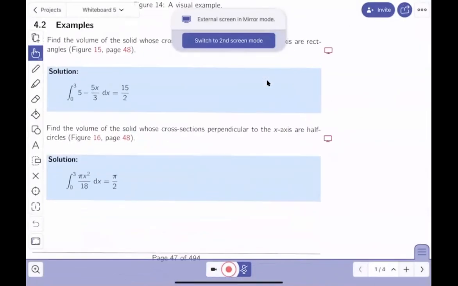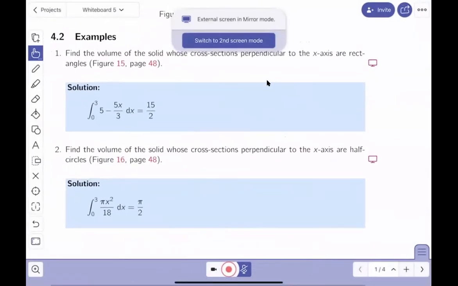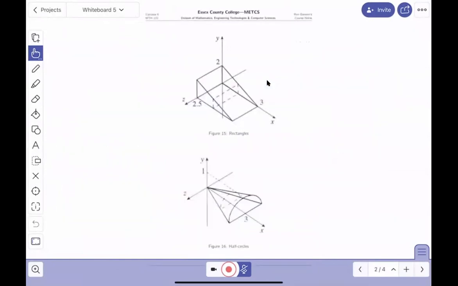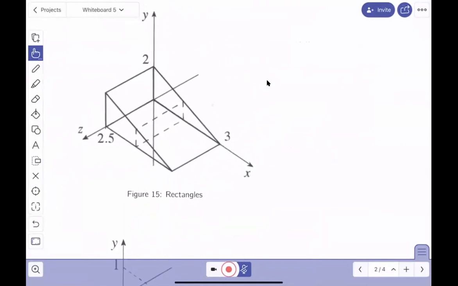And we'll do one problem at a time. So the first problem says find the volume of the solid whose cross sections perpendicular to the x-axis are rectangles. All right, so let's put this down. And again, try to visualize here. Oh, there's a picture. Let me go to that. And this is the picture over here. So let's take a look at that.